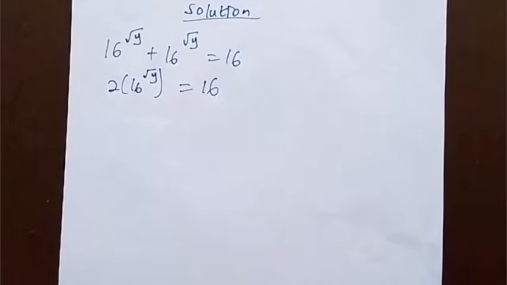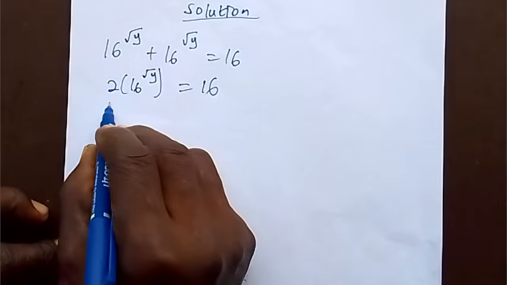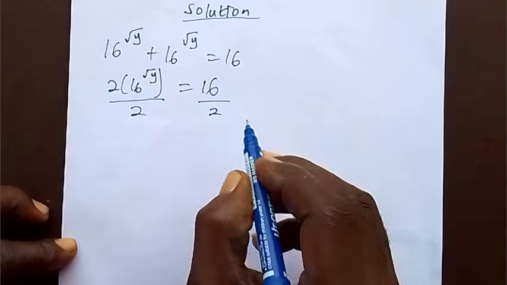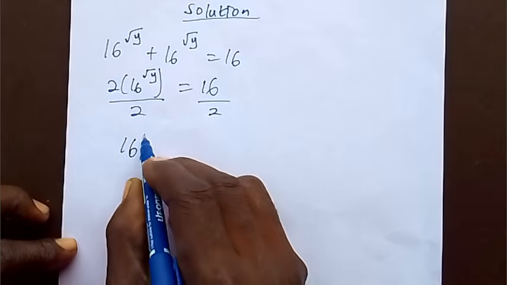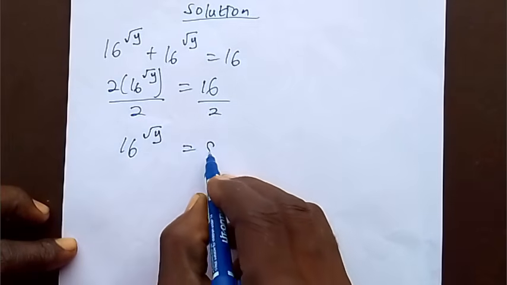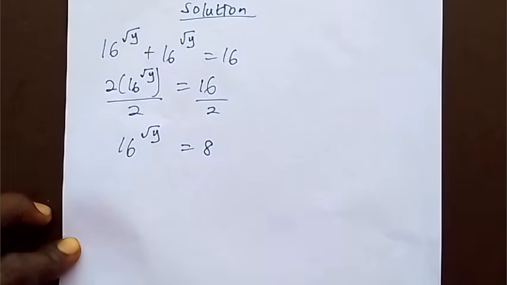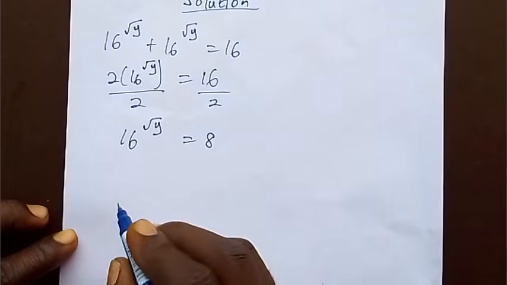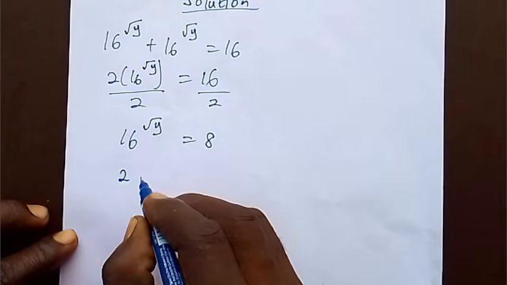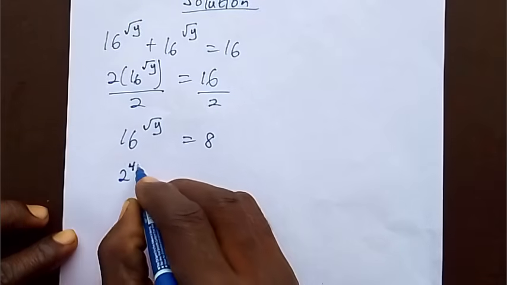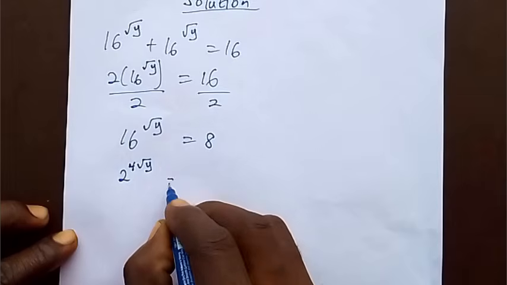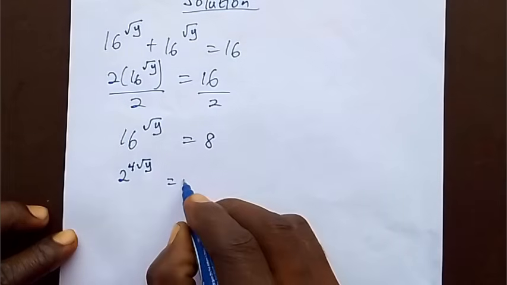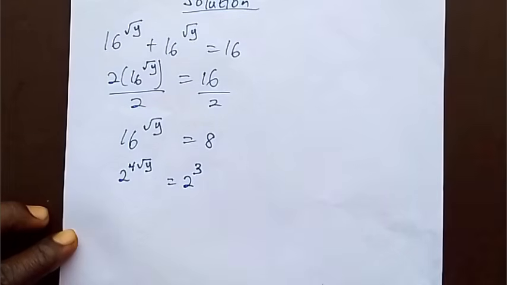Now from this, I can divide both sides by 2. 16 raised to the power root of y is equal to 8. From here, 16 is the same as 2 raised to the power 4, so we have 2 raised to the power 4 root of y, and 8 is the same as 2 raised to the power 3. That will give us 8.